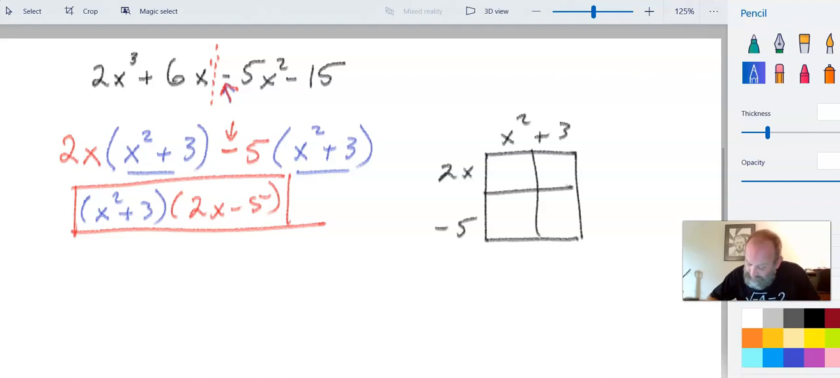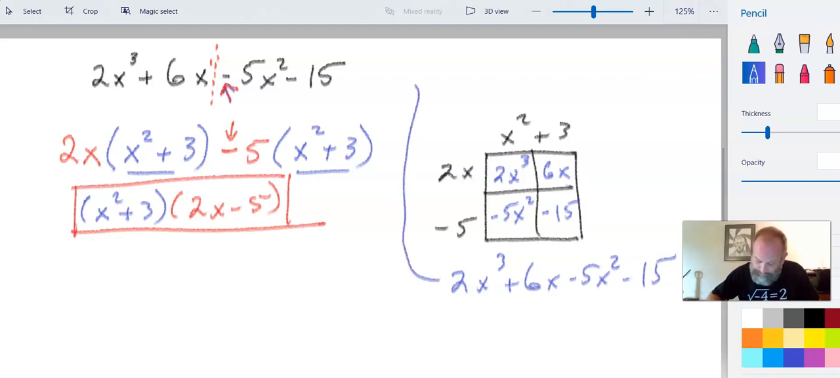So I get 2x times x squared, that gives me 2x cubed. 2x times 3 is 6x. Negative 5 times x squared is negative 5x squared. Negative 5 times 3 is negative 15, and then I'll just write down all the terms. So I got 2x cubed plus 6x minus 5x squared minus 15, and that matches. So that means we factored correctly.